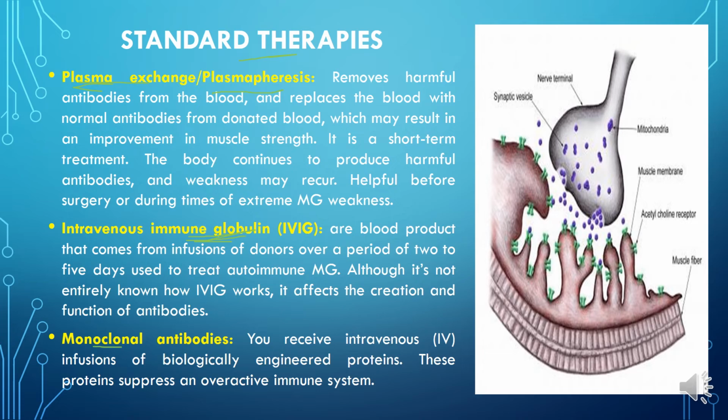Also, monoclonal antibodies that are produced artificially are also injected intravenously, and these monoclonal antibodies in turn suppress the abnormal antibodies, and they bring the immune system back to normalcy.